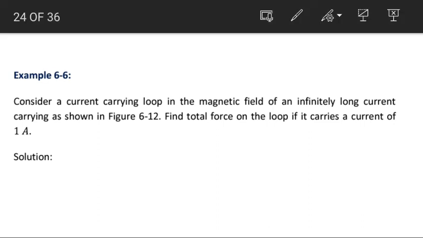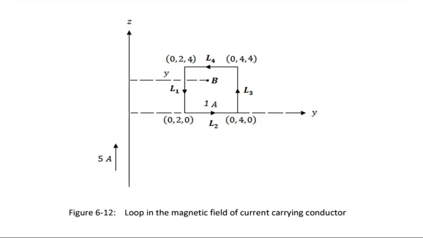We do the last question of chapter number 9, which is question number 6.6. Consider a current carrying loop in the magnetic field of an infinitely long current carrying conductor as shown in figure number 6.12. Find the total force on the loop if it carries a current of 1 ampere. So let us consider the figure for question number 6.6.